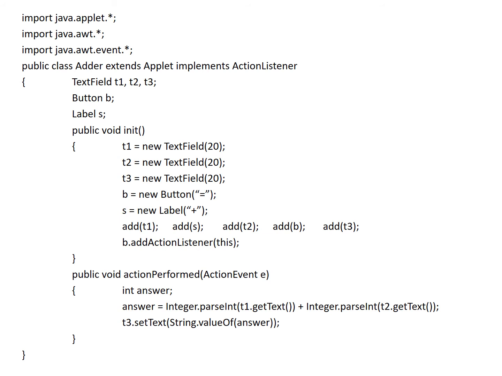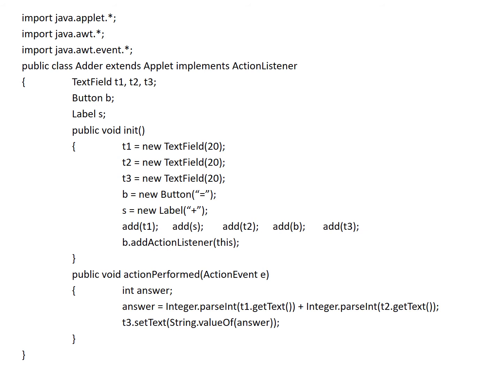After this, we are adding all these controls sequentially on the applet, that is add T1, add S, add T2, add B and then add T3. And after this, the last statement in the init method is b dot addActionListener this. Then we override the actionPerformed method.